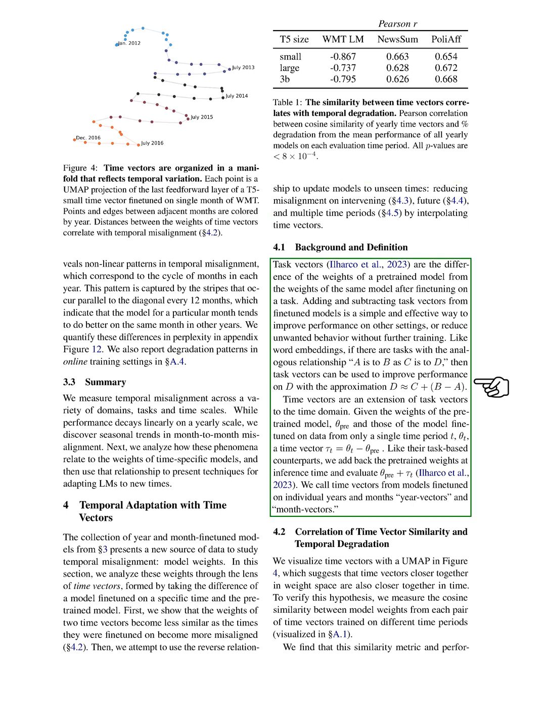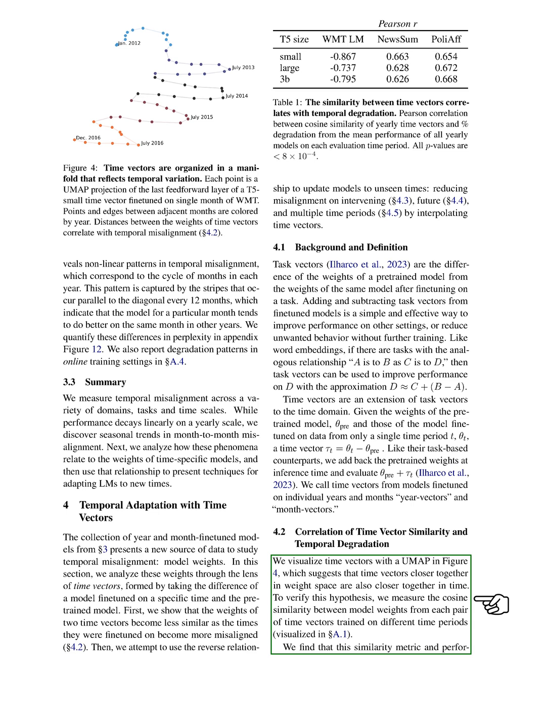To give you some background, task vectors are the difference between the weights of a pre-trained model and the same model after fine-tuning on a task. Time vectors are an extension of task vectors to the time domain. We call time vectors from models fine-tuned on individual years and months year vectors and month vectors.